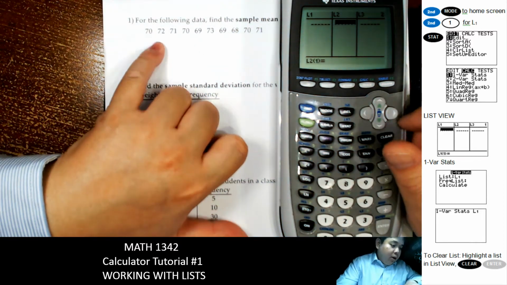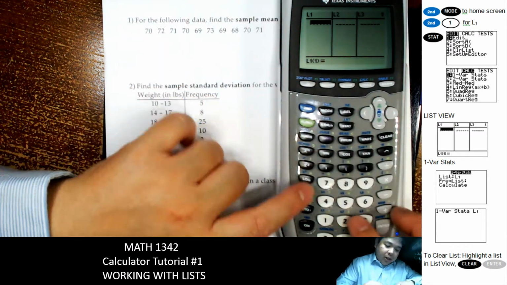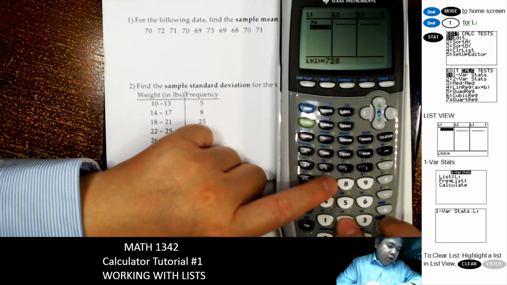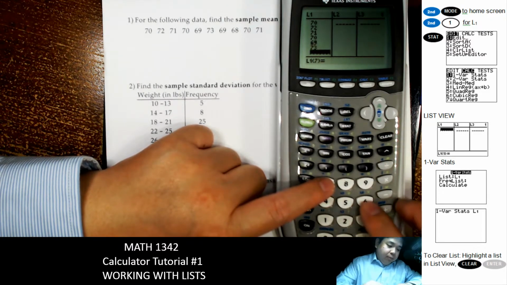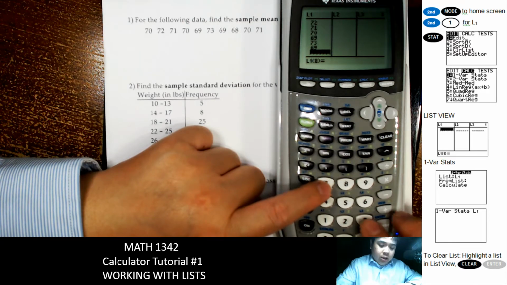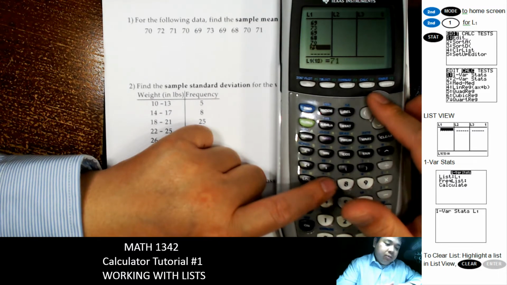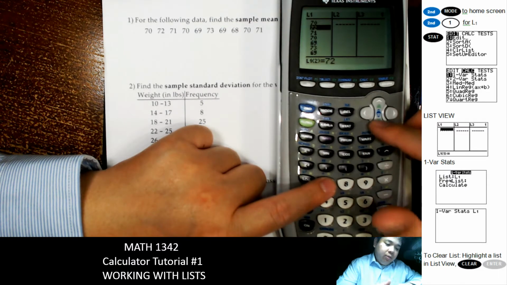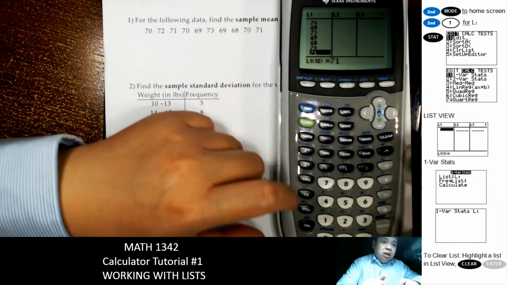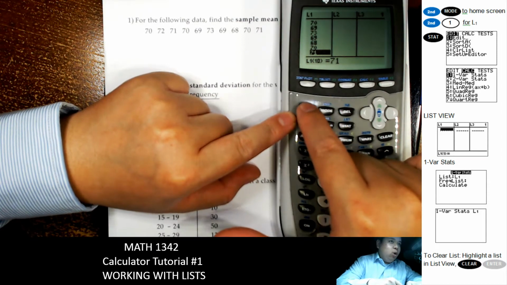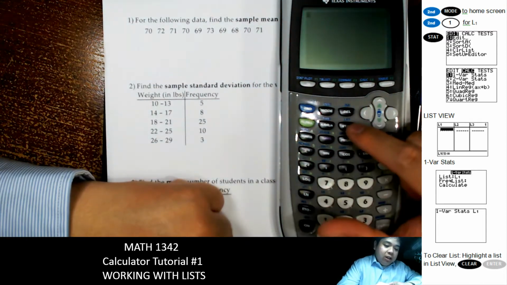Now it's clear. Right, now I will enter those numbers into the list. List 1. So 70, 72, 71, 70, 69, 73, 69, 68, 70, 71. Right. So I entered the numbers onto the list, and then we hit second mode to go back to home screen. Second mode.